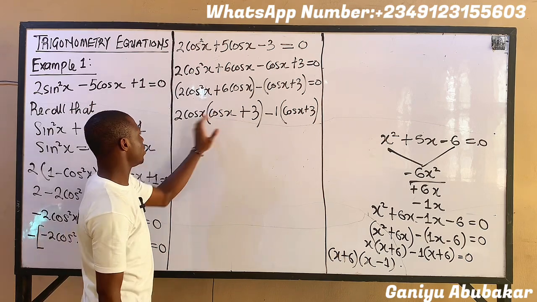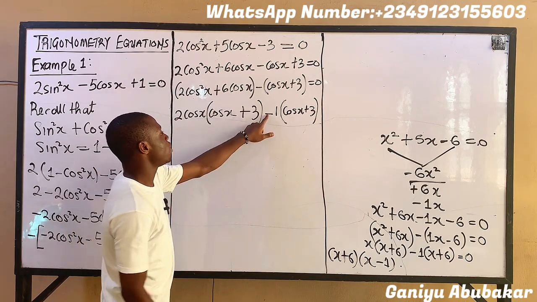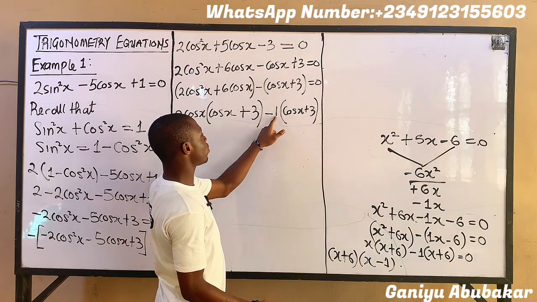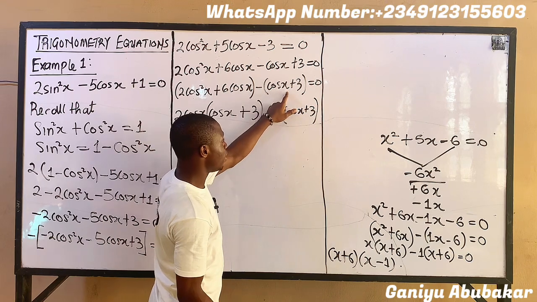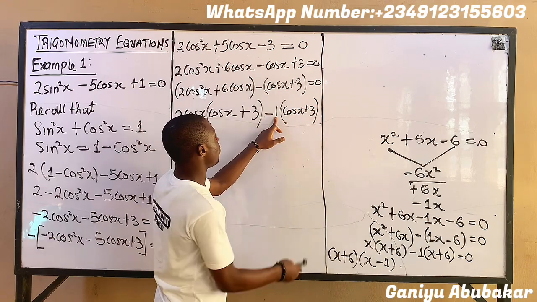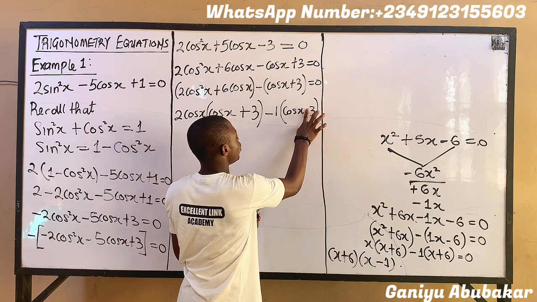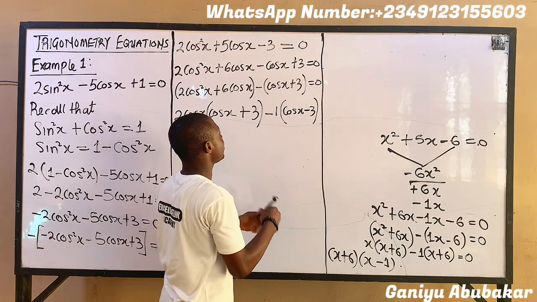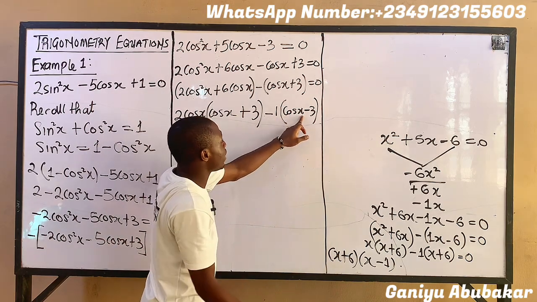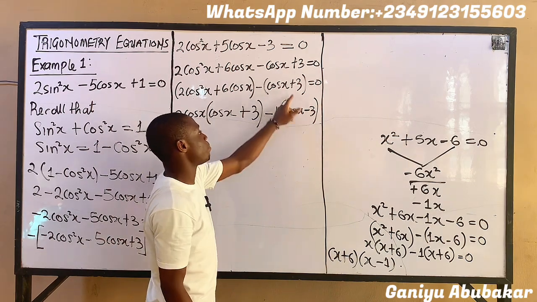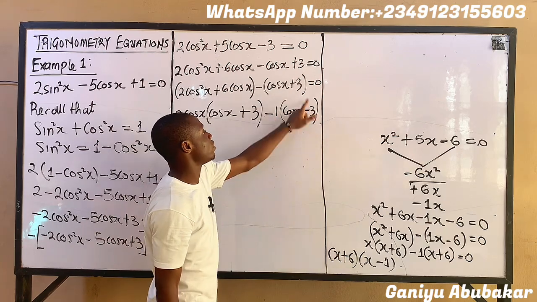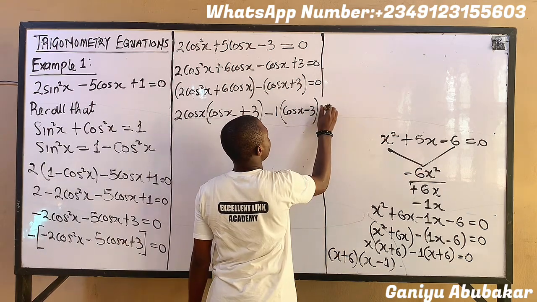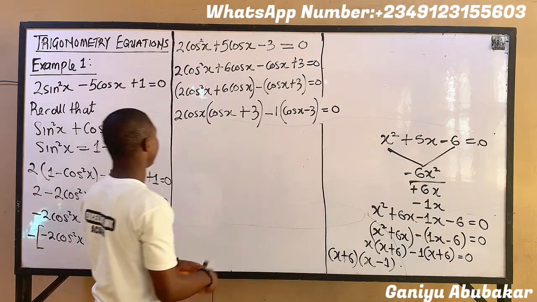Next up, plus. Minus, what's common here? Nothing is common. Bring out 1. Minus 1 times cos x is minus cos x. Next up, minus 1. What will I have here that will give me a positive sign? That's minus. So minus 1 times cos x is minus cos x. Minus minus is plus. So minus 1 times 3 is plus 3, being equal to 0.